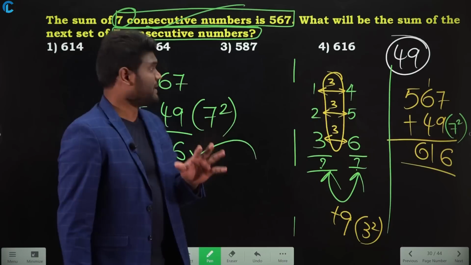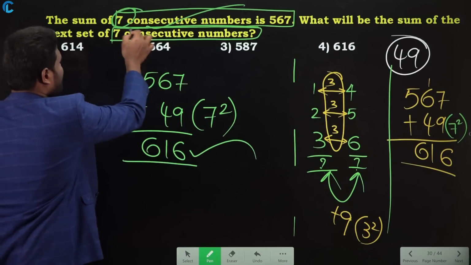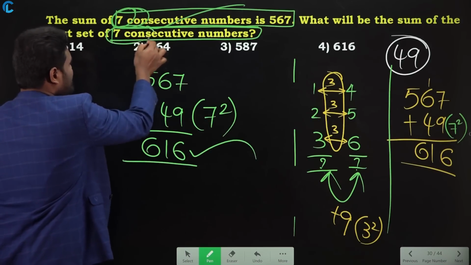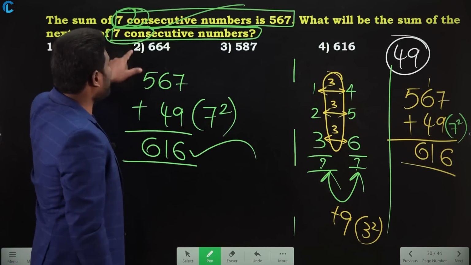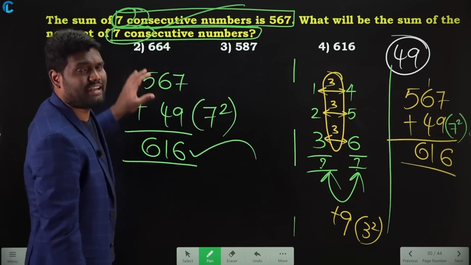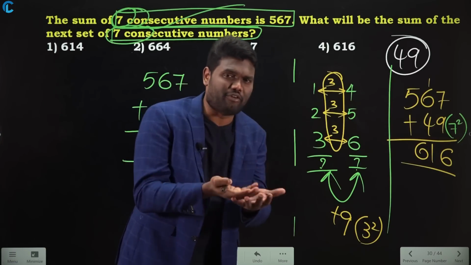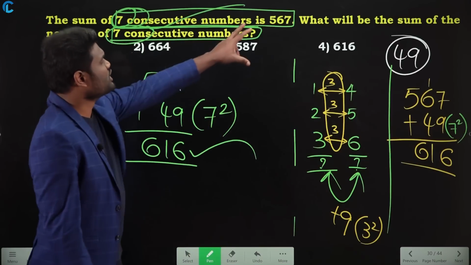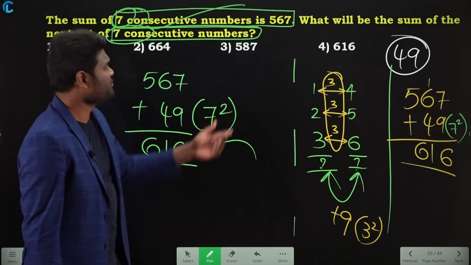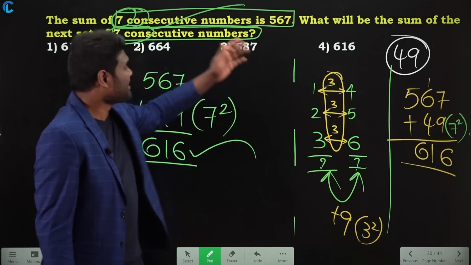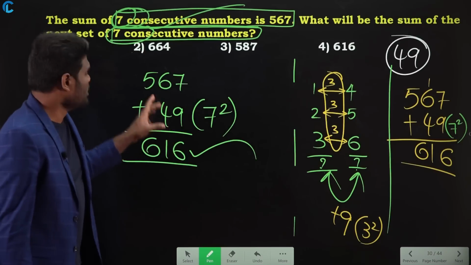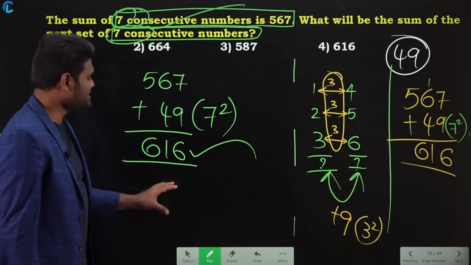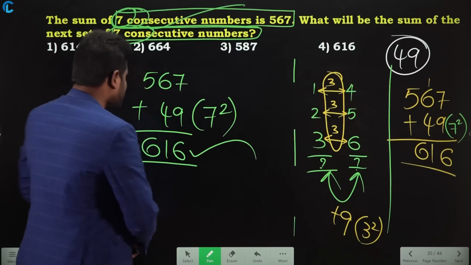So very simple. Whenever the sum of 7 consecutive numbers is given and the sum of the next 7 consecutive numbers is asked, or 8, 9, 10, 11, if it is in the same way, then you can directly square it and add it. If this is 567, the next 7 consecutive numbers sum will be 49 extra. So 567 plus 49, the answer is going to be 616. Let us take one more example.